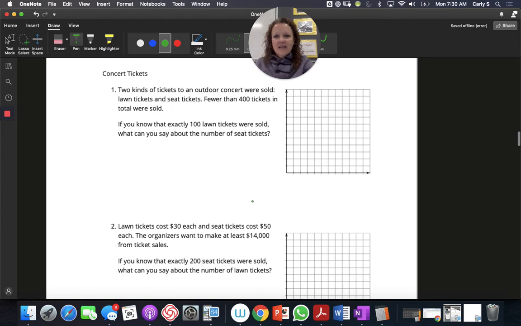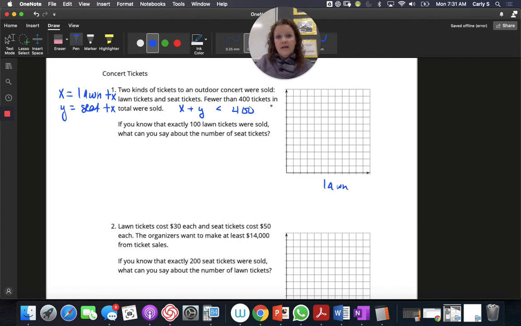Two kinds of tickets to an outdoor concert were sold, lawn tickets and seat tickets. Fewer than 400 tickets in total were sold. So we've got lawn tickets plus seat tickets were less than 400. Where X equals lawn tickets and Y equals seat tickets. So we have lawn and seats. We always get the lawn tickets if we go to concerts. I just enjoy it more.